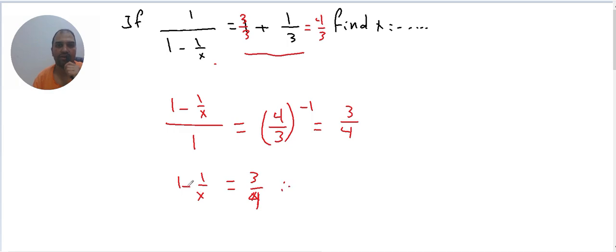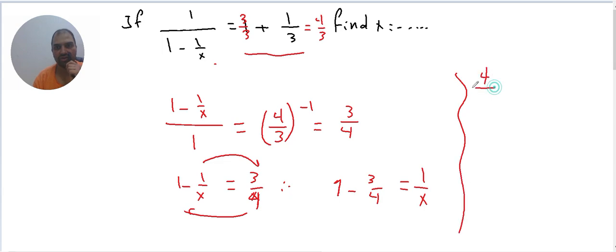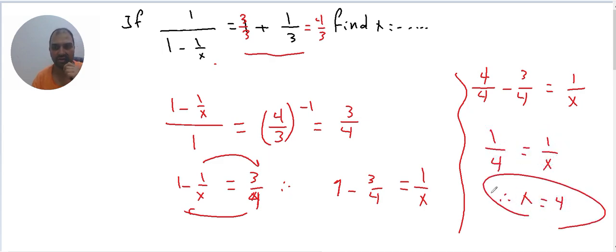Okay, then you can move 1 over x to be positive and move 3 over 4 by negative. 1 subtract by 3 over 4. We know 1 is equivalent to 4 over 4. Then you can write 4 over 4 subtract by 3 over 4 equivalent to 1 over x. 4 minus 3 equals 1. 1 over 4 is equivalent to 1 over x. Then the value of x here will be 4.